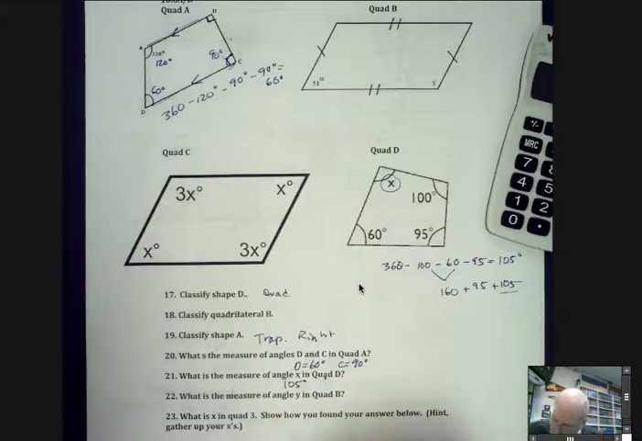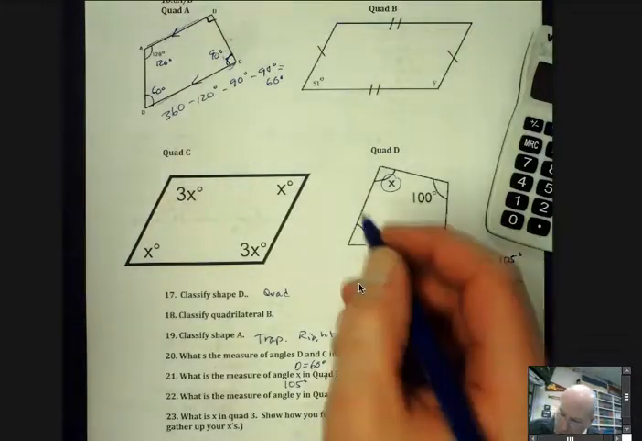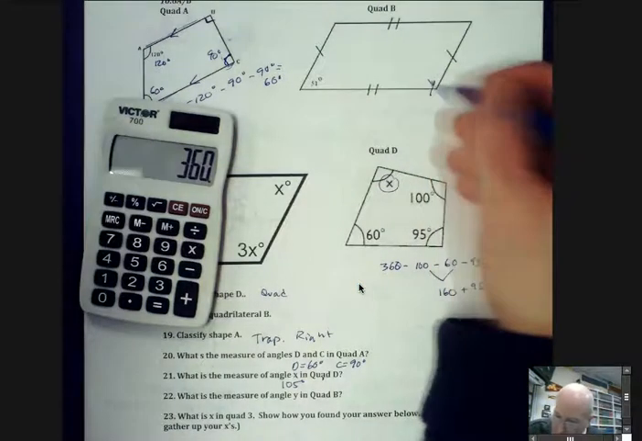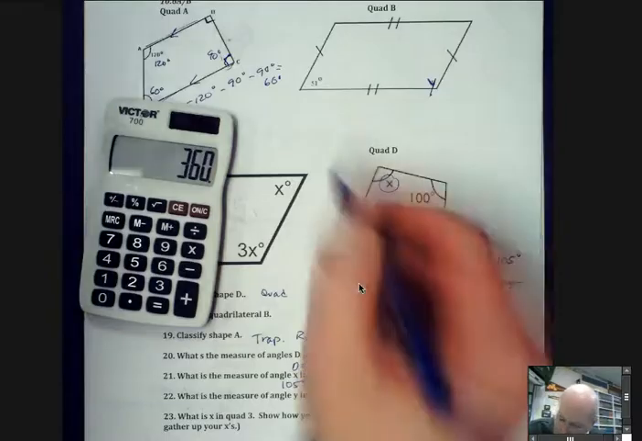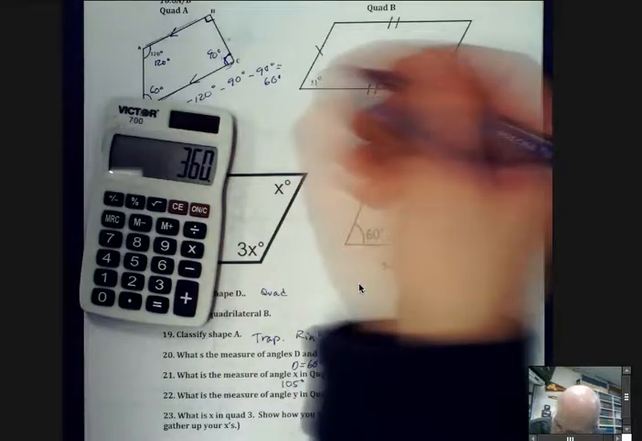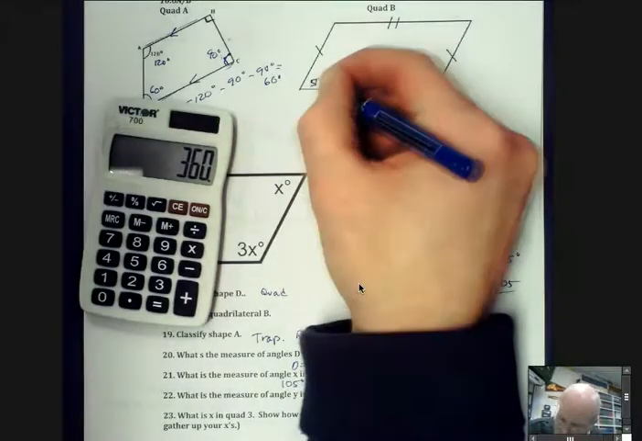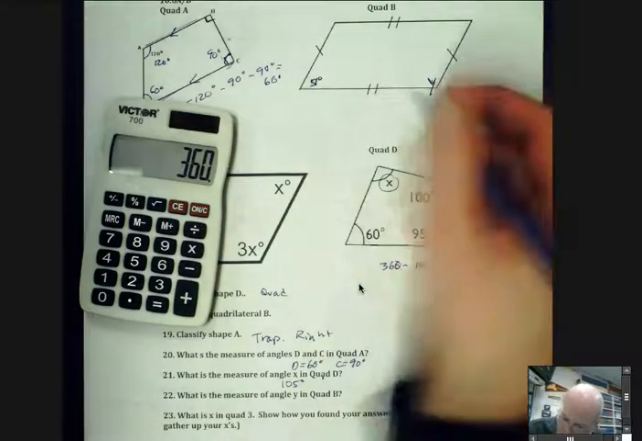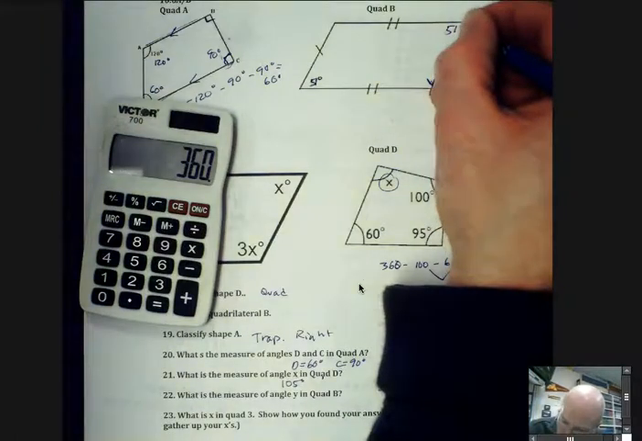All right, what is the measure of angle Y in quad B? Well, where's Y? Y is up here in quad B. All right, so let's figure it out. This looks like a 51-degree angle. Make sure you can read that. Looks good. So if this one is 51 degrees, then this one is 51 degrees.